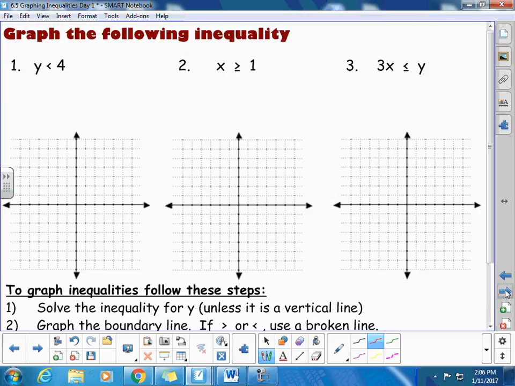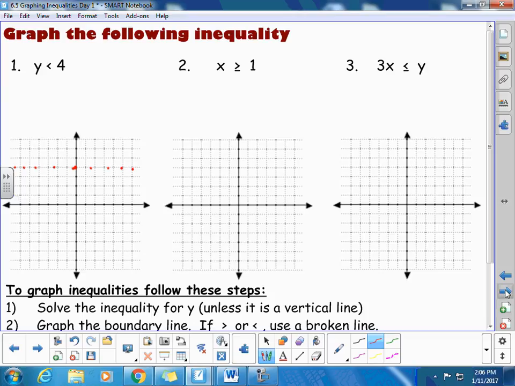So let's just do some more. It says solve for y, right? So this one, y is less than 4. Well, we know y equals 4, remember, that's the horizontal line. You go up 4 on the y-axis right here. I know that point's there, and y is 4 all the way along this horizontal line. And this just says y is less than 4.